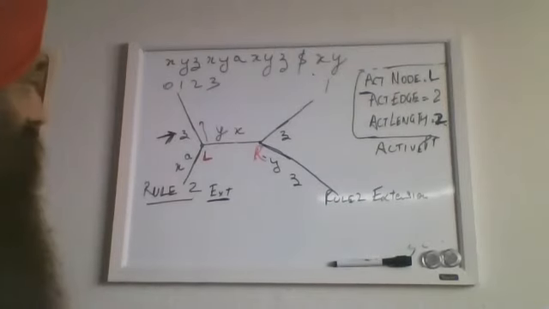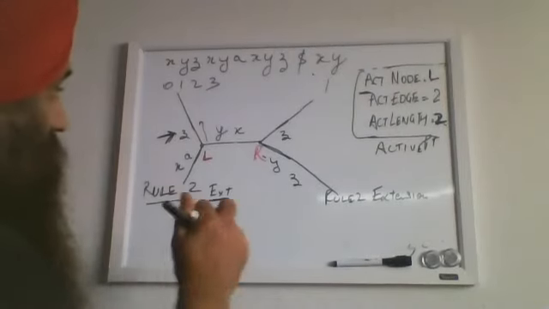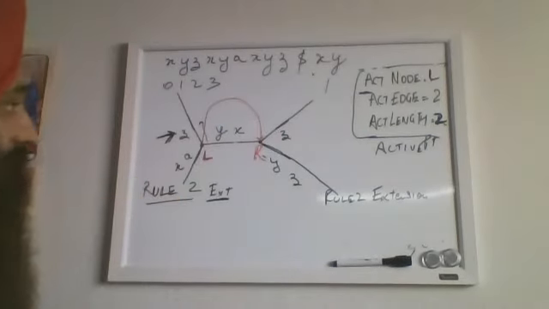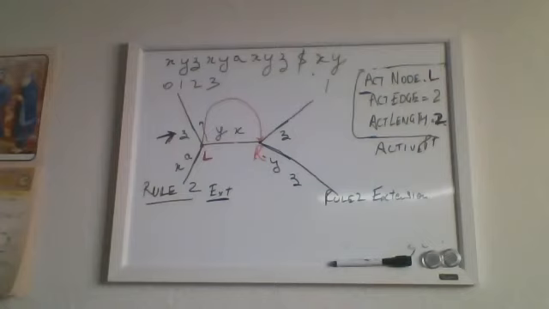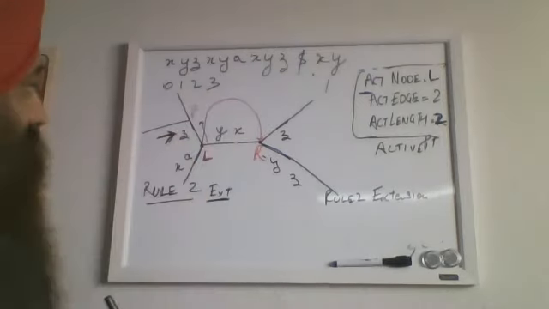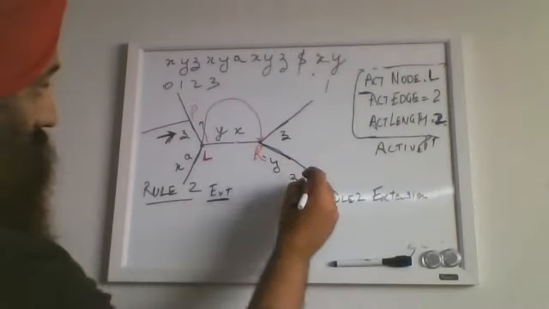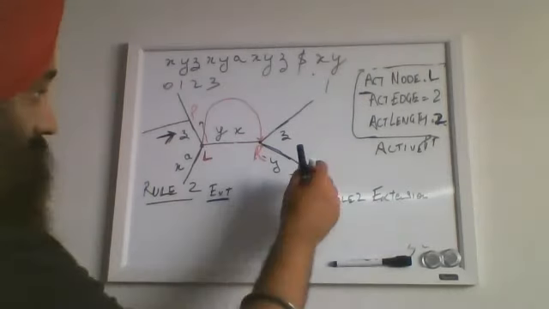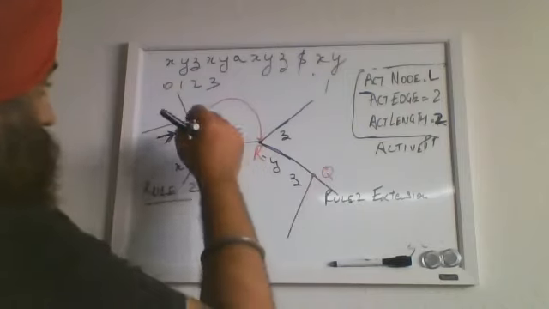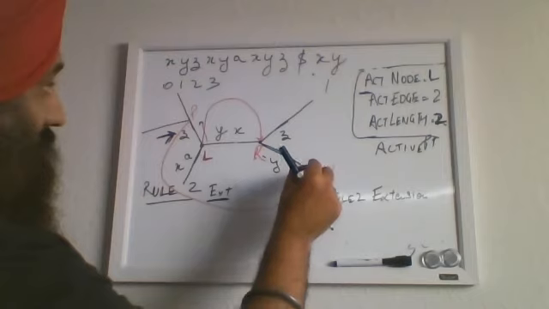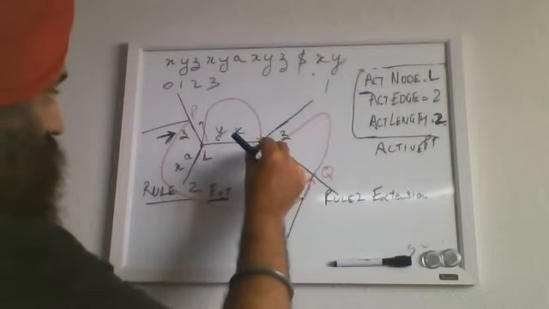We know that since this is an internal node, a suffix link will exist from here to here. This is internal node P, and this is Q. A suffix link will exist from here to here, and Q will have a suffix link to root.